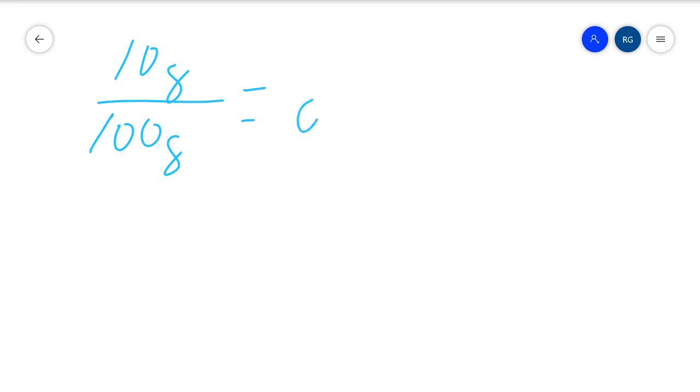That's 0.1. We have to multiply that times 30 grams. That's the total amount that we need. It should give us 3 grams right there. And let's check that just to make sure. Number 6 is 3 grams.